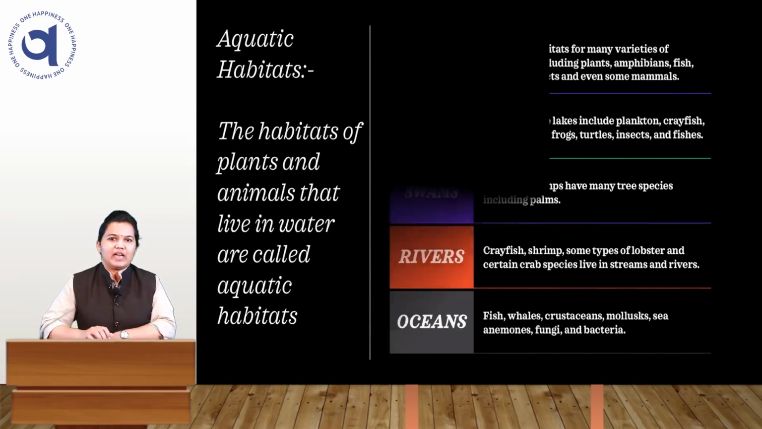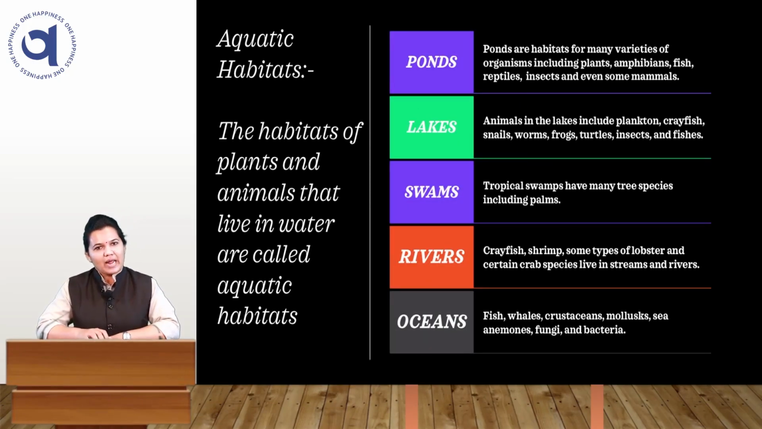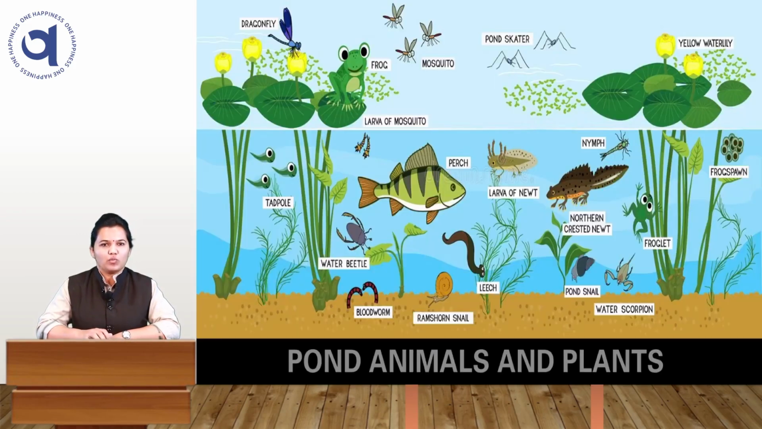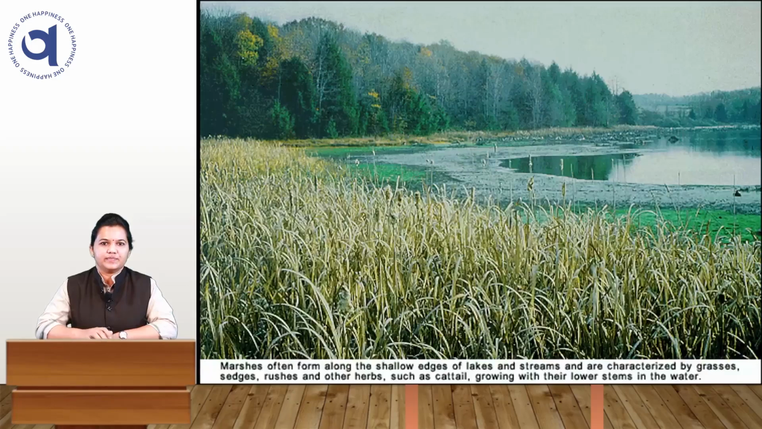What are aquatic habitats? The habitats of plants and animals that live in water are called aquatic habitats. We can see here some aquatic habitats like ponds, lakes, swamps, rivers and oceans. We will see more about ponds. We can see here some pond animals and plants like the leech and the yellow water lily. All are animals and plants that live in the pond.